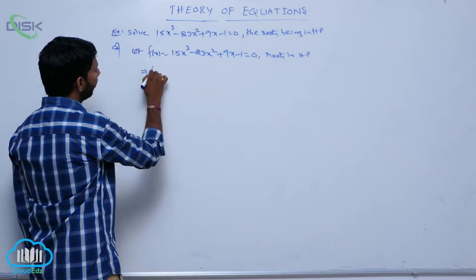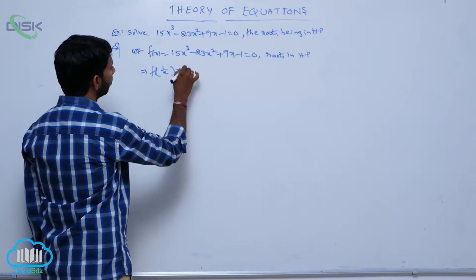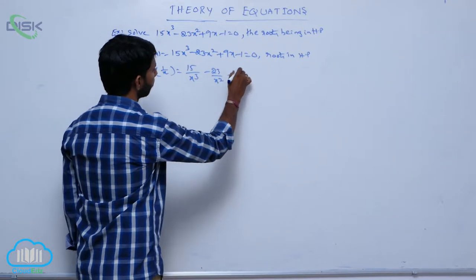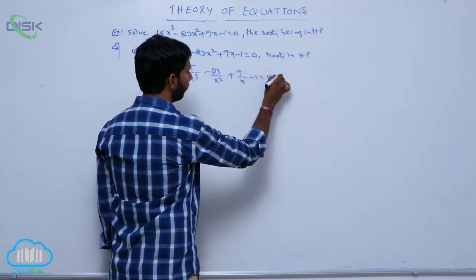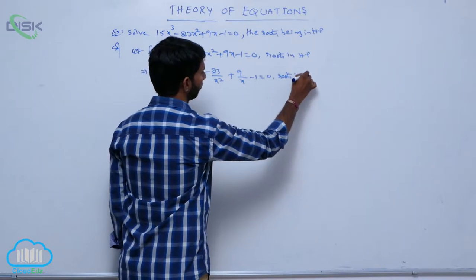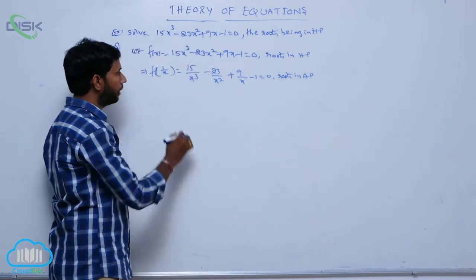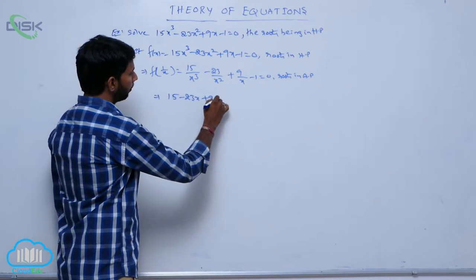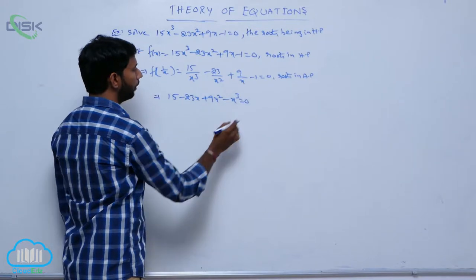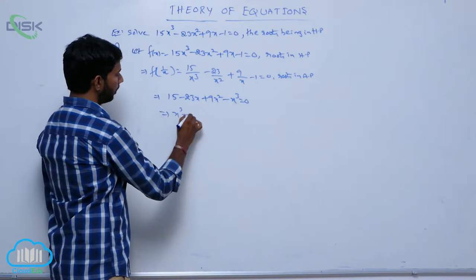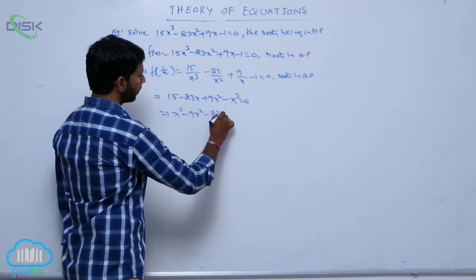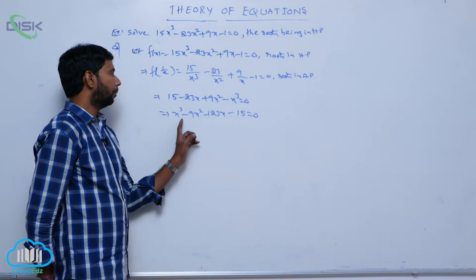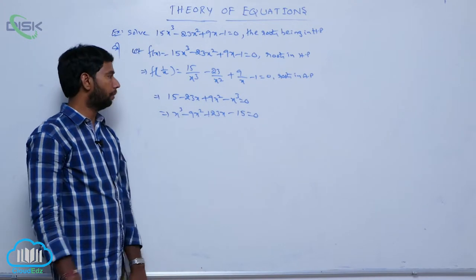That implies f of 1 by x is equal to 15 by x cube minus 23 by x square plus 9 by x minus 1 equal to 0, roots in AP. Taking LCM, it implies 15 minus 23x plus 9x square minus x cube equal to 0. That is x cube minus 9x square plus 23x minus 15 is equal to 0.